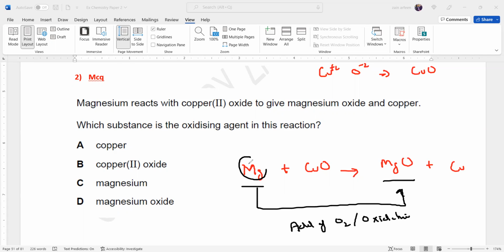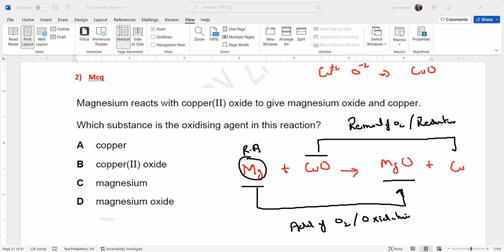And the substance in which oxidation happens is a reducing agent. So magnesium is a reducing agent. Where copper oxide becomes copper, it is a removal of oxygen. If it's a removal of oxygen, this change is called reduction. And the substance in which reduction happens is an oxidizing agent. So we have to identify which is the oxidizing agent. In that case, it's copper oxide. So B will be the right answer.